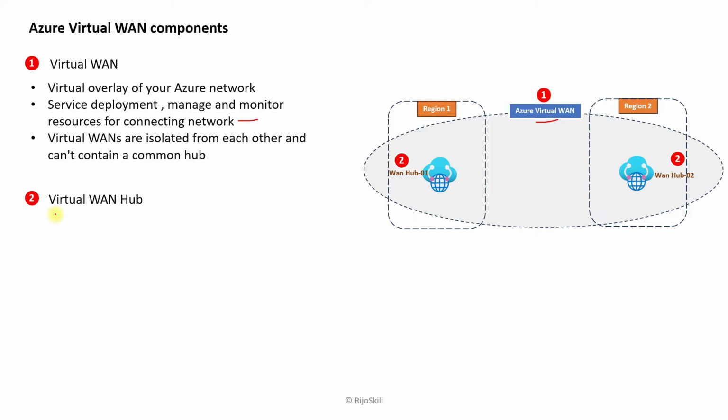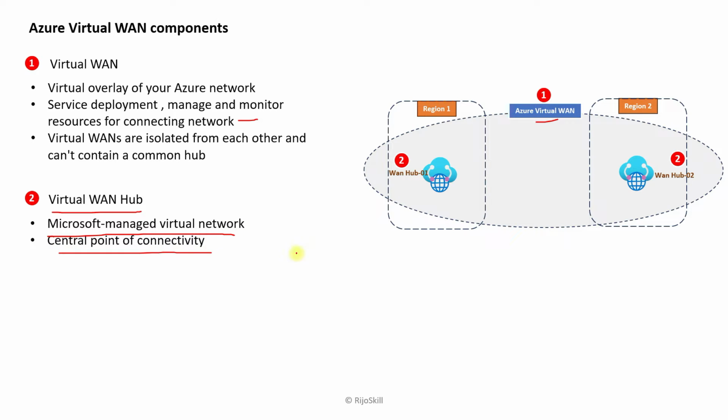Then you can see the virtual WAN hub. What is a virtual WAN hub? A Microsoft-managed virtual network and central point of connectivity. In this diagram you can see you already have the Virtual WAN. The Virtual WAN has region 1 and region 2. You can create virtual hubs, hub 1 and hub 2, in different regions. You can also create multiple virtual hubs in the same region.